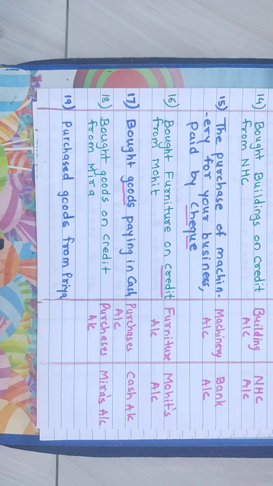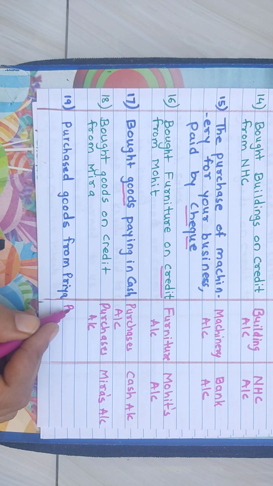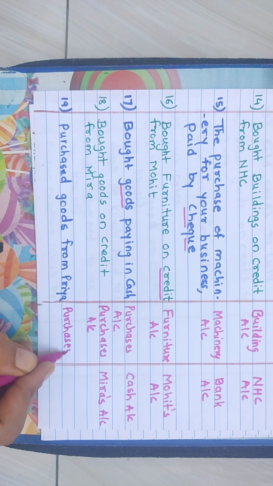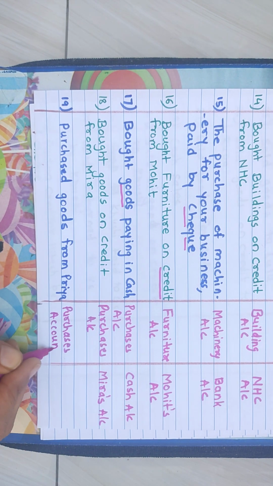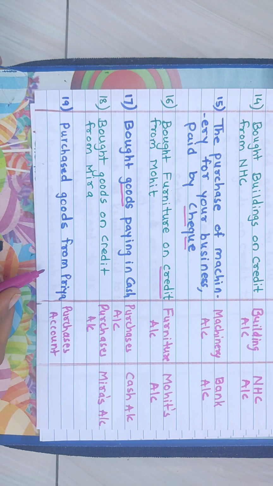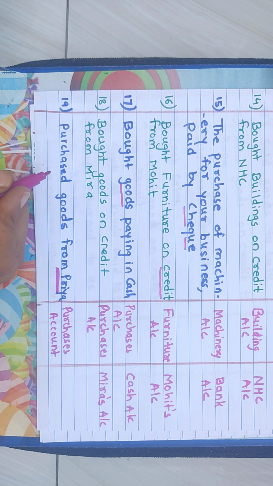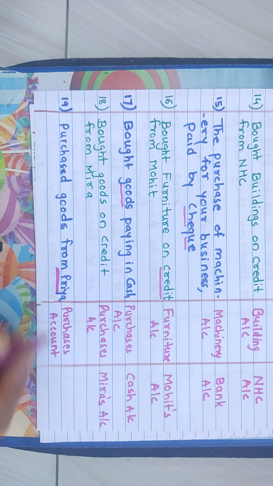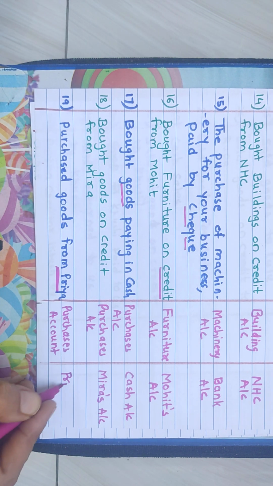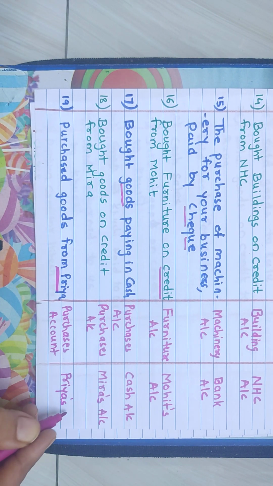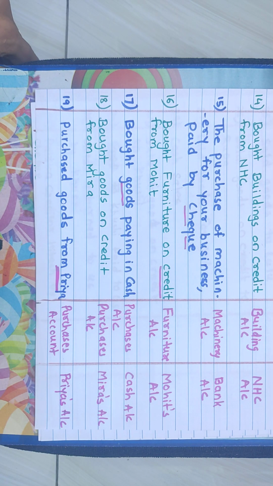Now in the same way, purchase goods from Priya. So whether it is cash or credit, we have to give debit to purchases, right? So purchases account is debited. Now say student, if nothing is given, whether it is on cash or credit, and the name of the creditor is given in the transaction, like here it is given purchase goods from Priya, so we have to assume that this is a credit transaction. So write down the name of the person from whom it is purchased. So Priya's account is credited.